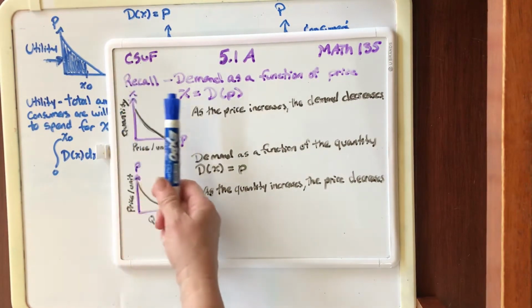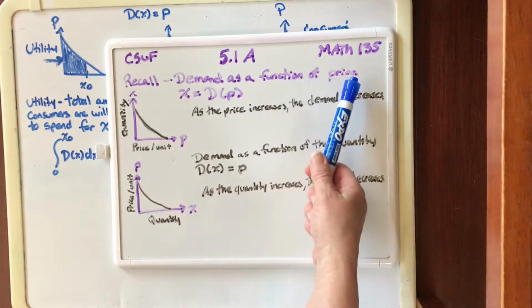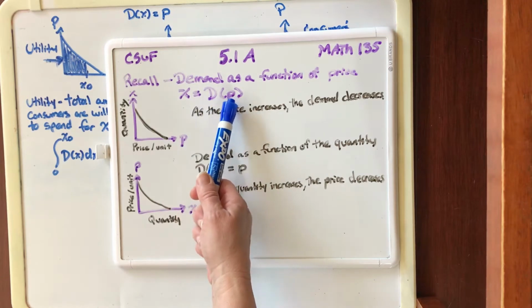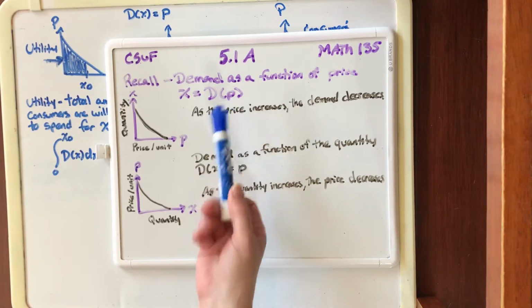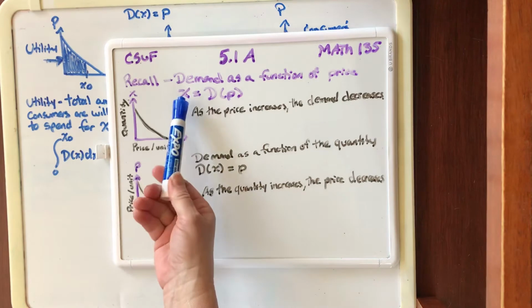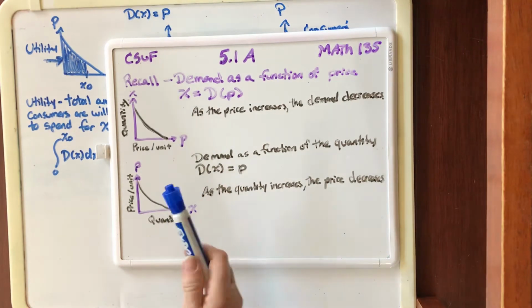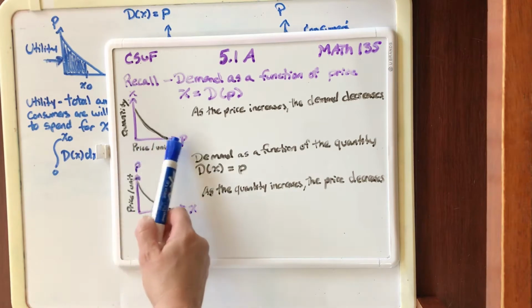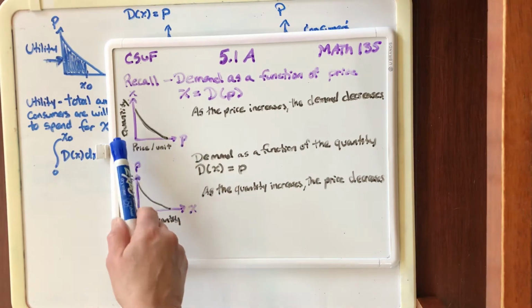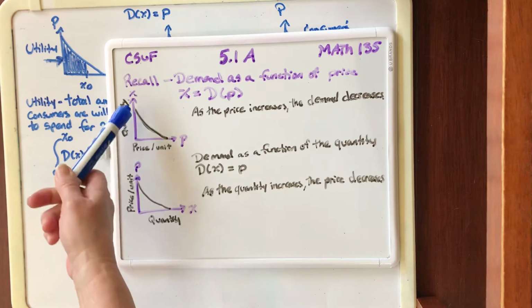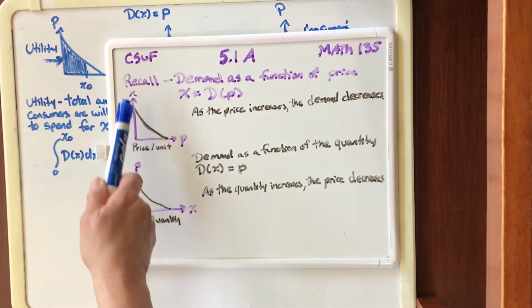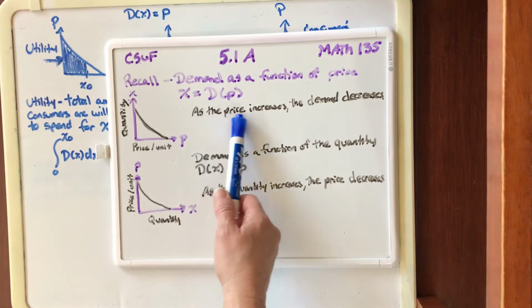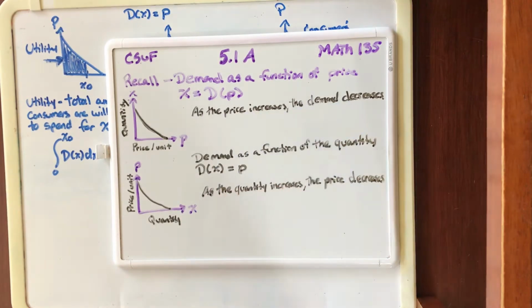Recall, demand is a function of the price: X equals D of P. P is the price, and X is the number of items. If we draw a graph with the price, here's the quantity, and we can see as the price increases, the quantity decreases. And that's what I wrote here: as the price increases, the demand decreases.